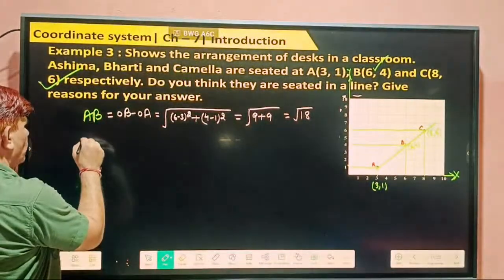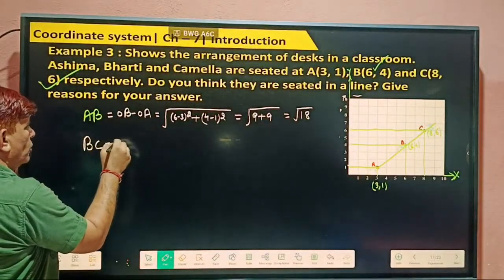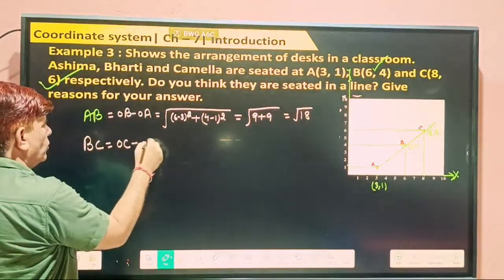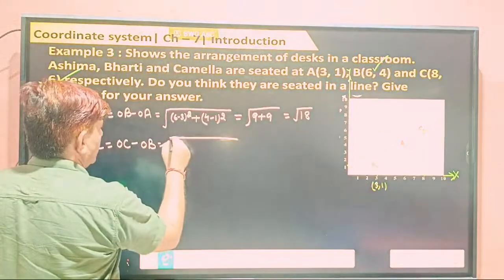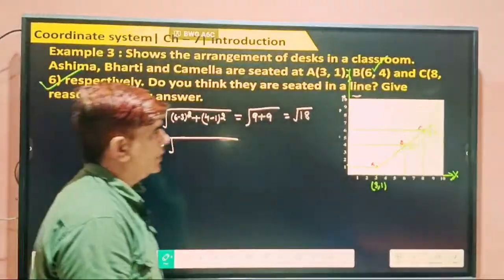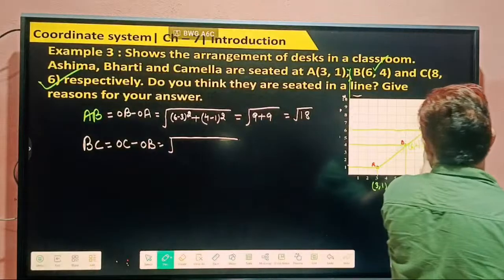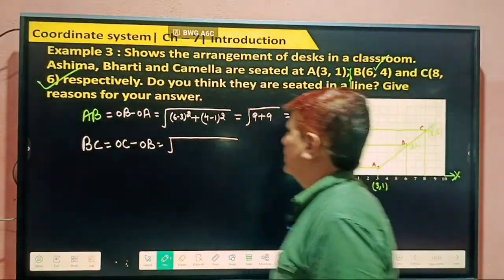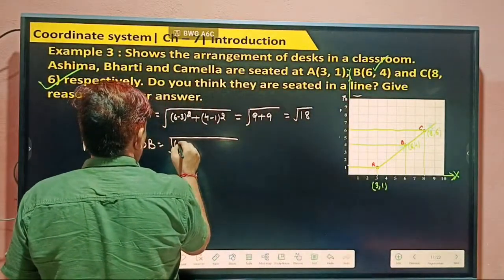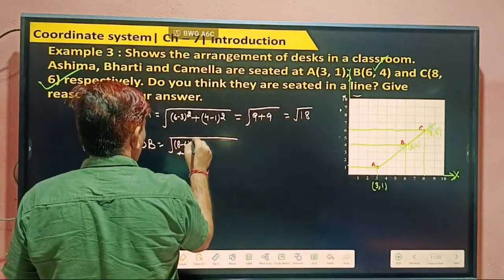Now we can find out BC. BC, you know, is OC minus OB. So what's your OC? Coordinates of C: X is 8 and this is 6. So 8 minus 6 whole square.